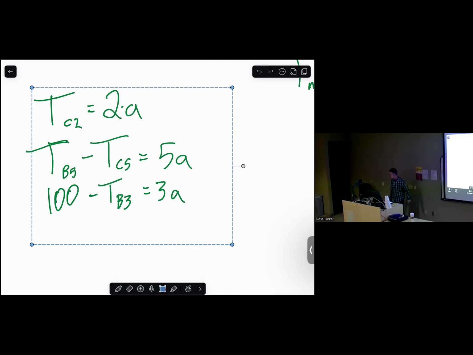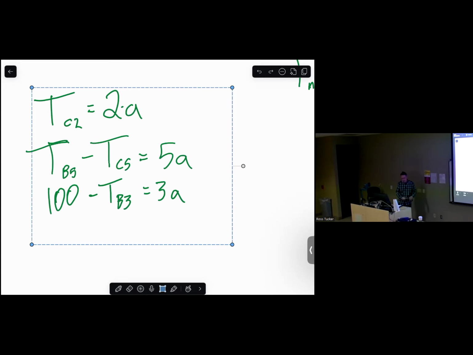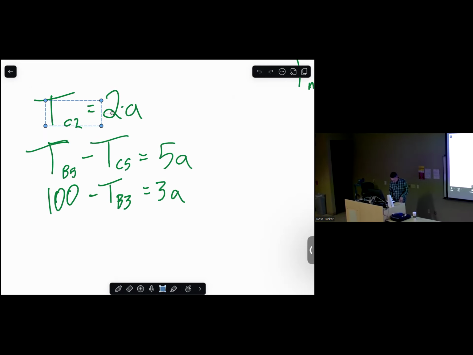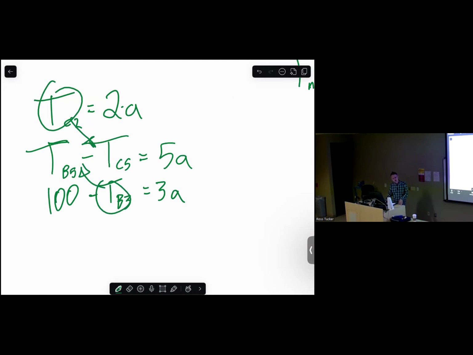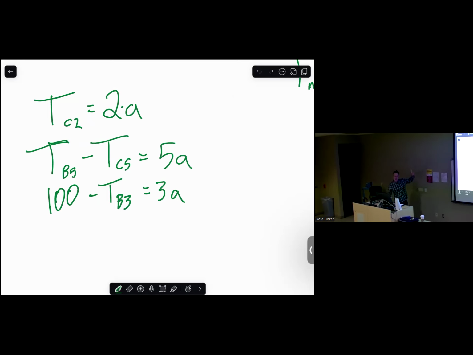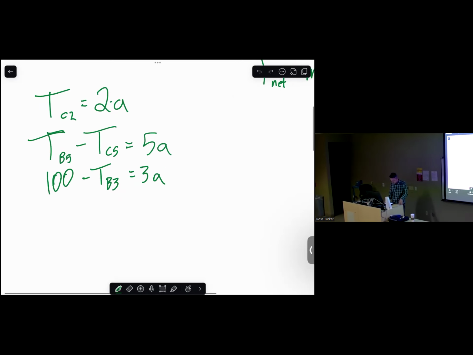I challenge you to a duel. I challenge you not to a duel, but I challenge you to be able to plug in and solve algebraically. Can you plug into an equation and find, let's say, acceleration? Google, you better be.